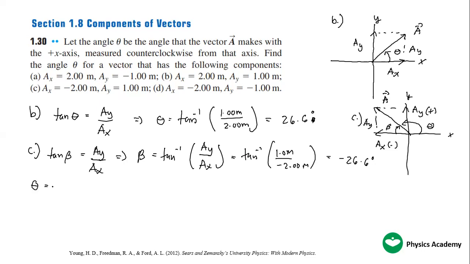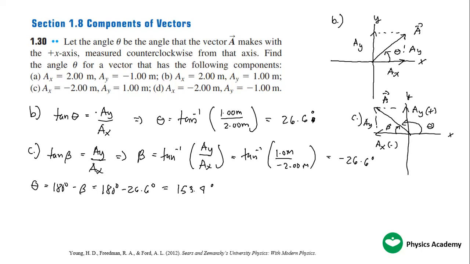So beta is 26.6 degrees. We get the theta. Theta is equal to, from positive x to negative x is 180 degrees, minus this beta, which is 26.6 degrees. The negative just tells you about the direction of the rotation. So here we have 180 degrees minus 26.6 degrees. So our theta for letter C is 180 minus 26.6, which is 153.4 degrees.